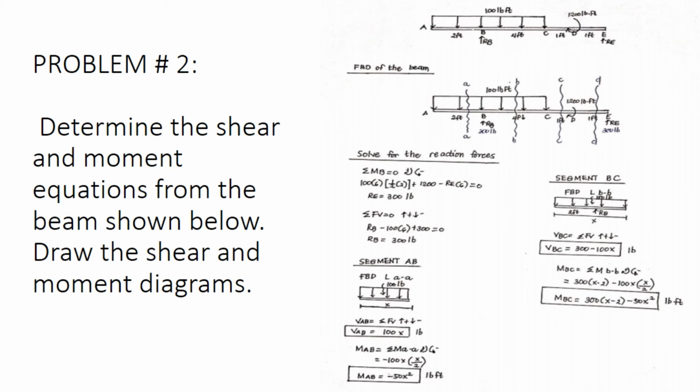For segment AB with an FBD shown, we get the answer of VAB equal to 100x lb. For its moment, the value of VAB times x over 2, which we get the value of negative 50x squared lb-ft. Moving on to segment BC, with an FBD provided, we get the value of 300 minus 100x lb. For its moment, we get the value of 300 times (x minus 2) minus 50x squared lb-ft.